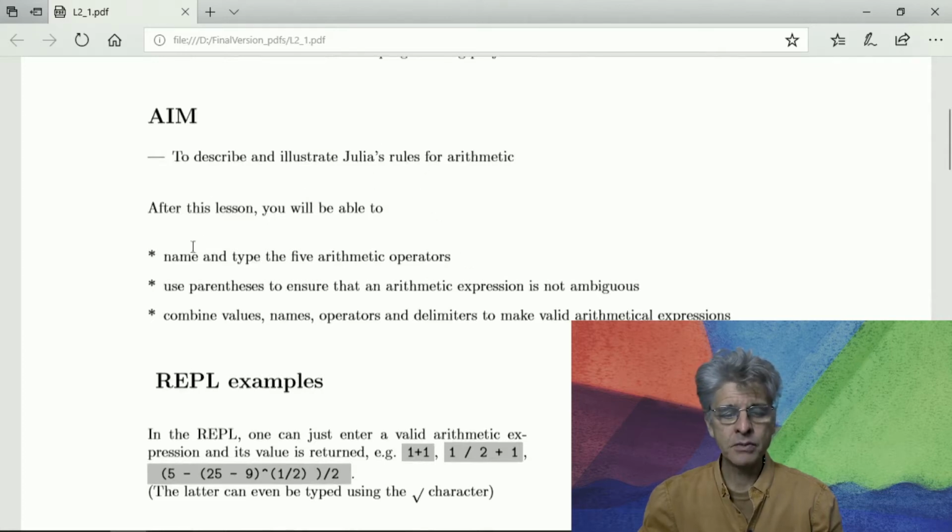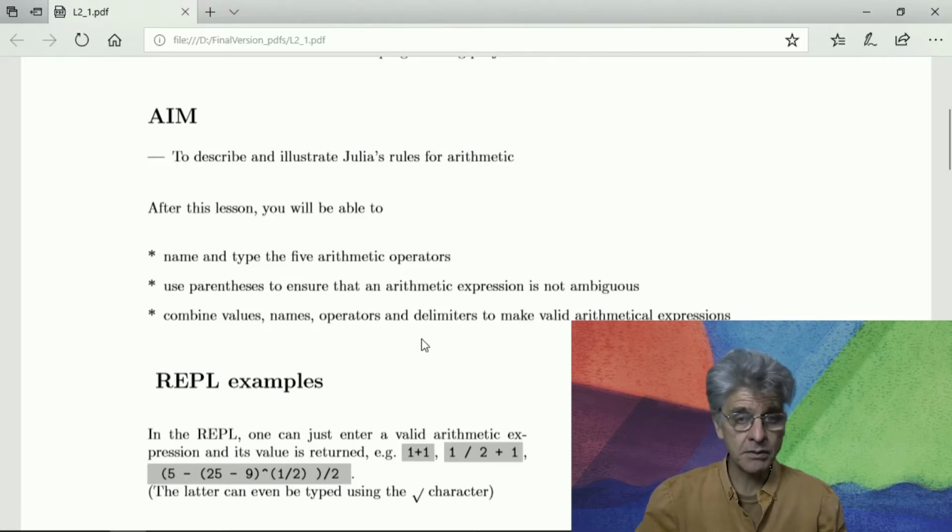That means you'll be able to name and type the five arithmetic operators after this lesson. You'll be able to use parentheses to ensure that an arithmetic expression is not ambiguous. And you'll be able to combine the values, the names, operators, and the delimiters to make valid arithmetical expressions. So it's still the same idea of a formal language. You have to obey the rules of the formal language, make valid expressions, and then Julia will evaluate those.